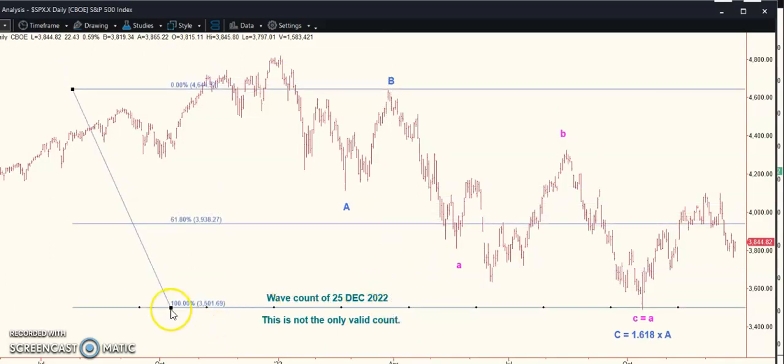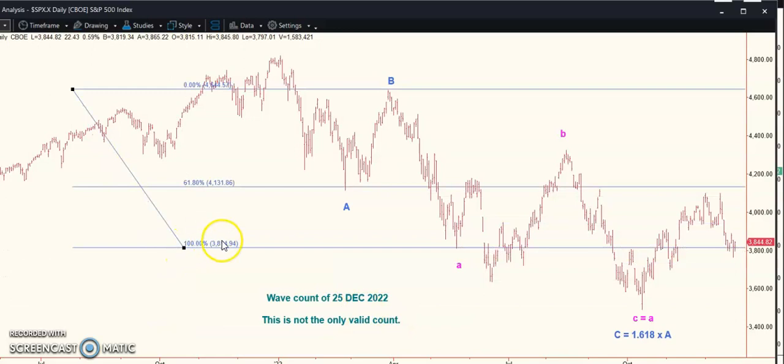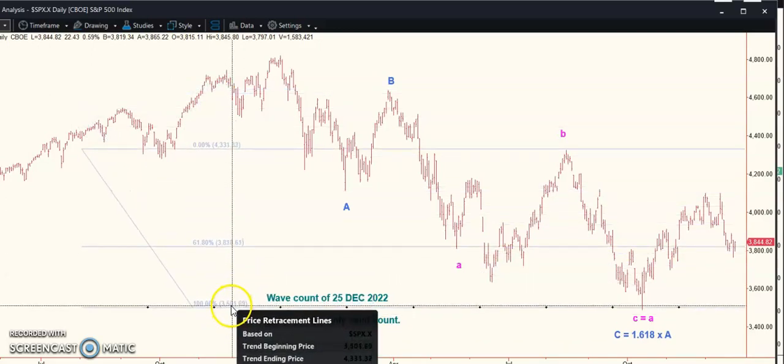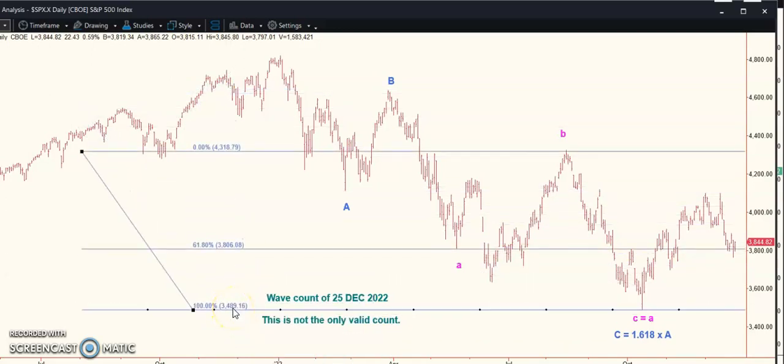And you look at wave blue C. There's your A. There's your B. It's a perfectly simple count. It implies we've completed 3 waves down, and this first leg is over. Doesn't mean there won't be a different leg at a higher degree, but it certainly is compatible with this drop being over.